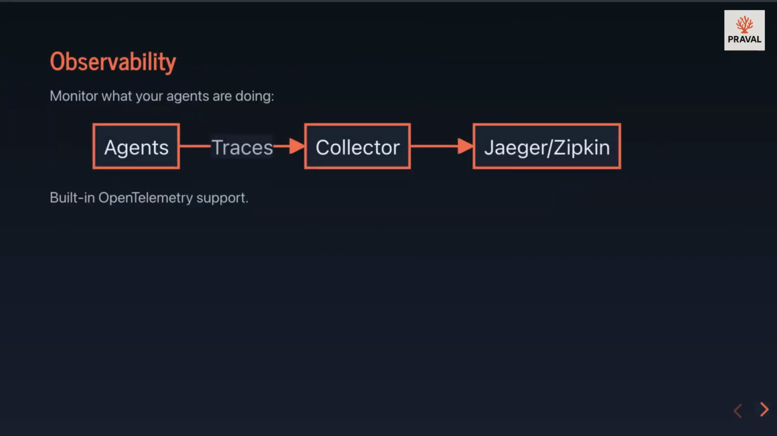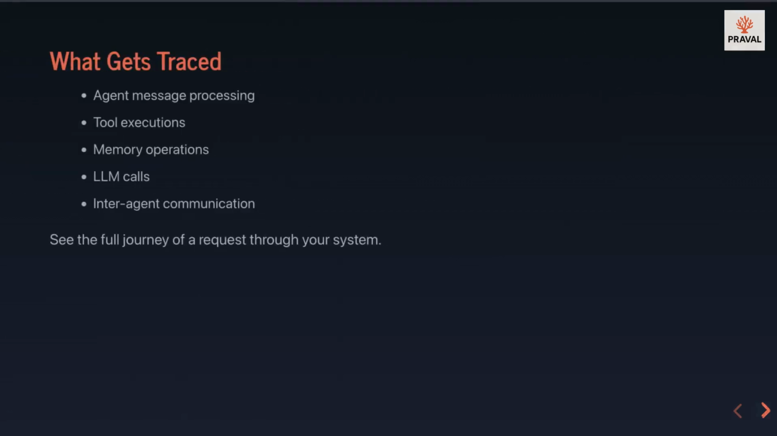When something goes wrong in production, you need to know what happened. Praval integrates with OpenTelemetry for comprehensive tracing. You can see exactly which agents processed which messages, how long each step took, and where failures occurred. The tracing system captures agent processing time, message flow between agents, LLM calls and their latency, memory operations, and any errors that occur. You can send these traces to Jaeger, Zipkin, or any OpenTelemetry-compatible backend.